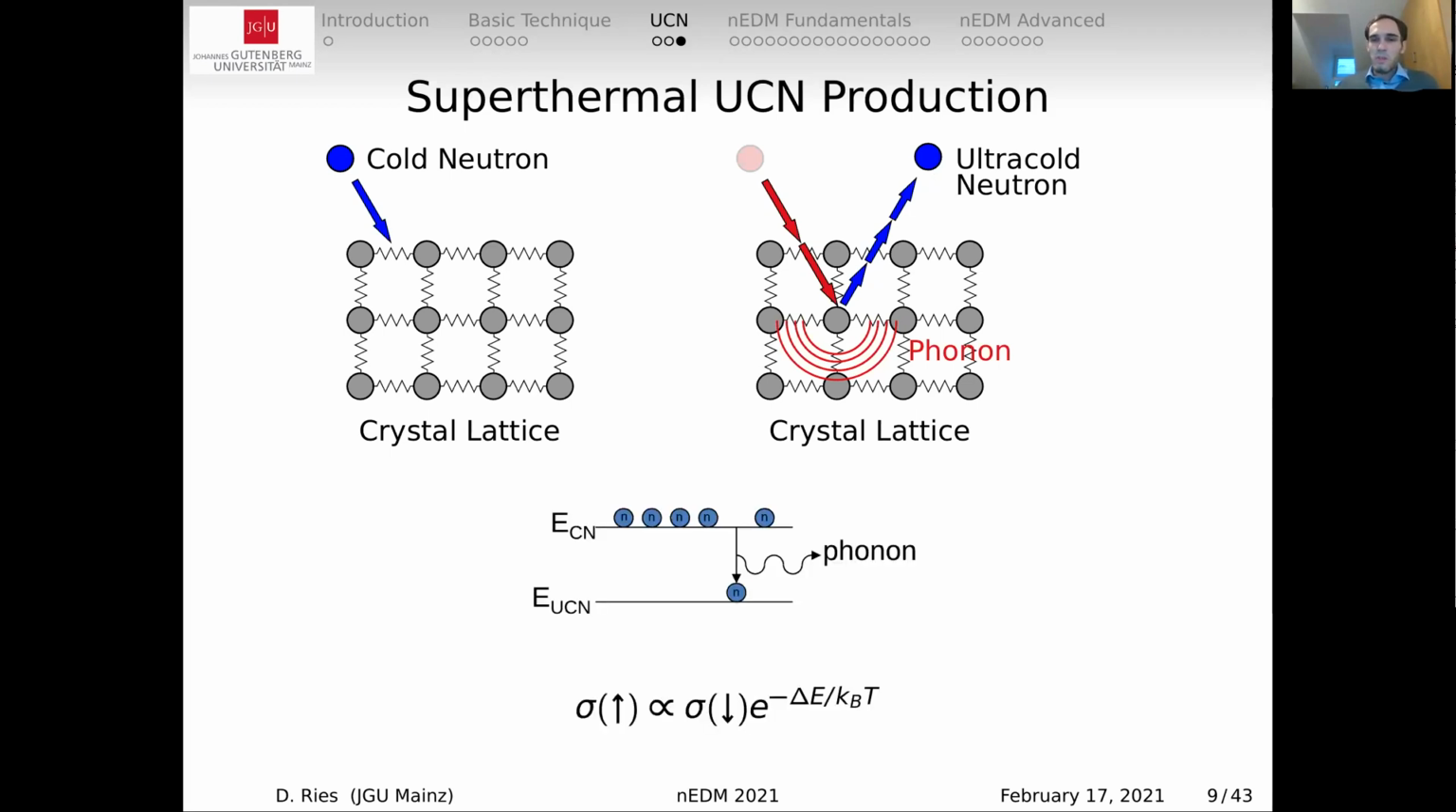And this phonon here actually will kind of heat up your crystal lattice. So basically, if you want, you can describe this as a two-state system like this here. And if you now cool away the phonons, then you can suppress the inverse process of going from the low energies, from the UCN energies, to the cold neutron energies by a Boltzmann factor like this. All right, so much for the neutrons.